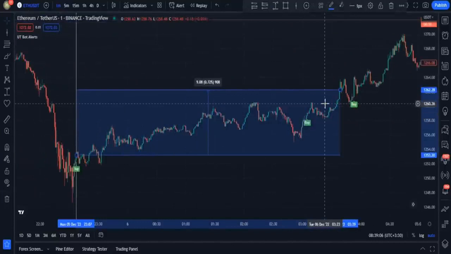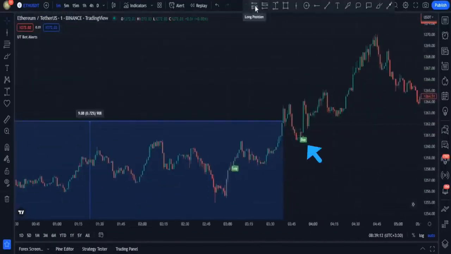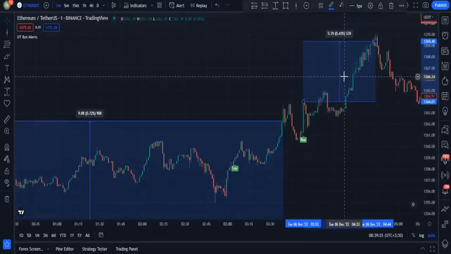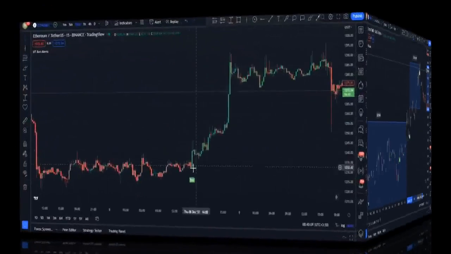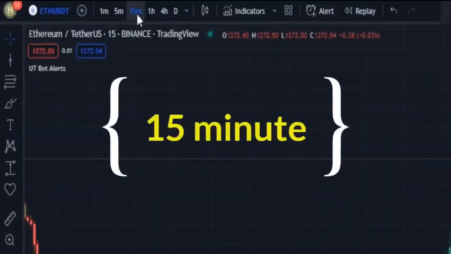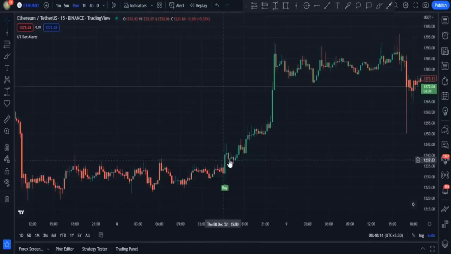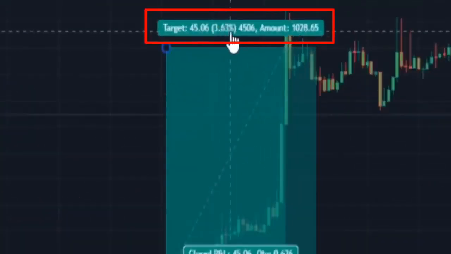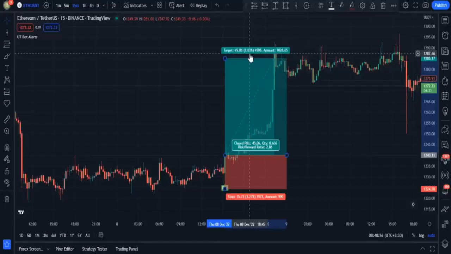See the next signal here? It is a buy signal. I enter a trade at the trigger candlestick's closing, and this trade could also be profitable. Or this example in the 15-minute time frame. I could have gained 3% profit from this trade alone.